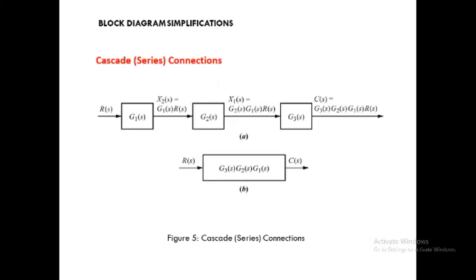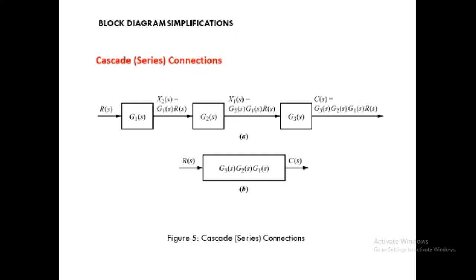Here, in between G1 and G2, X2 will be provided. So how will this X2 be obtained? X2(s) is equal to G1(s) into R(s). Now we get X2(s), but after the block or gain G2, how will X1(s) be obtained? G2 and the combination of R(s) and G1, that is X2. So X1(s) is equal to G2(s) into G1(s) into R(s).